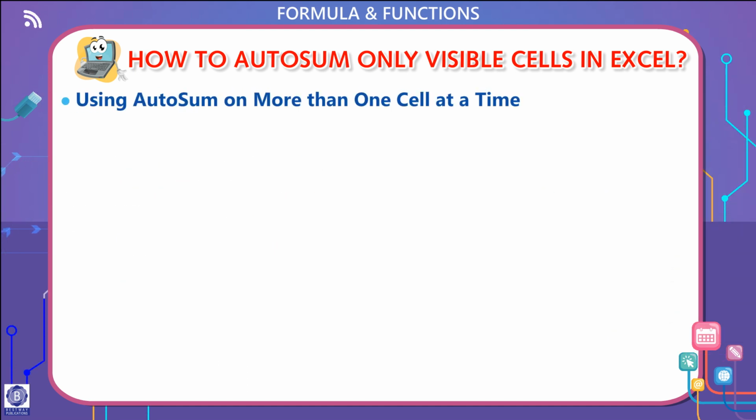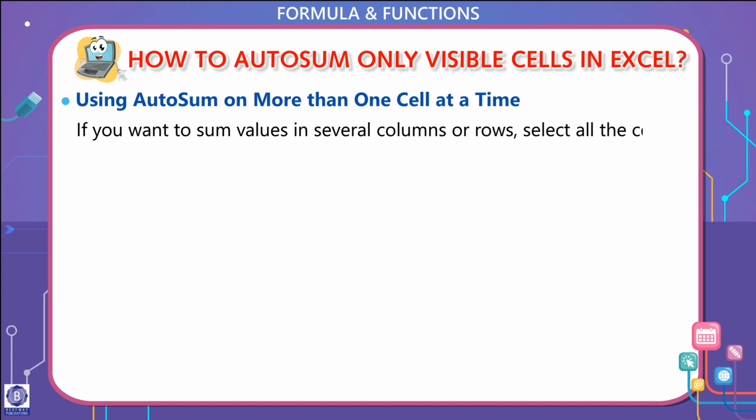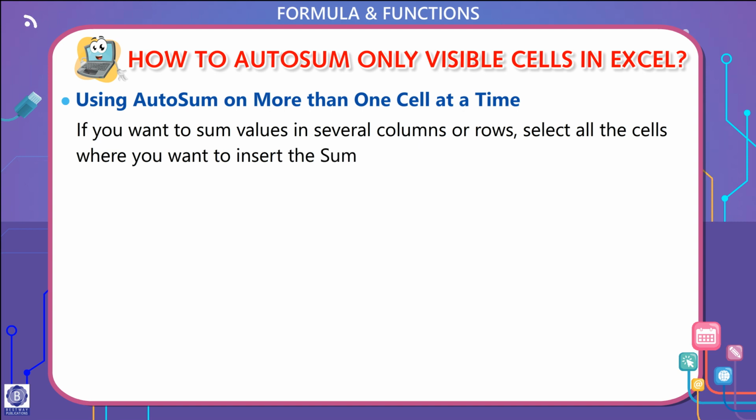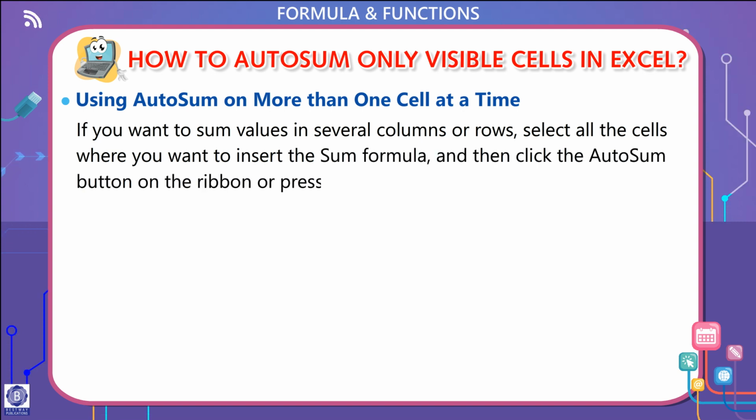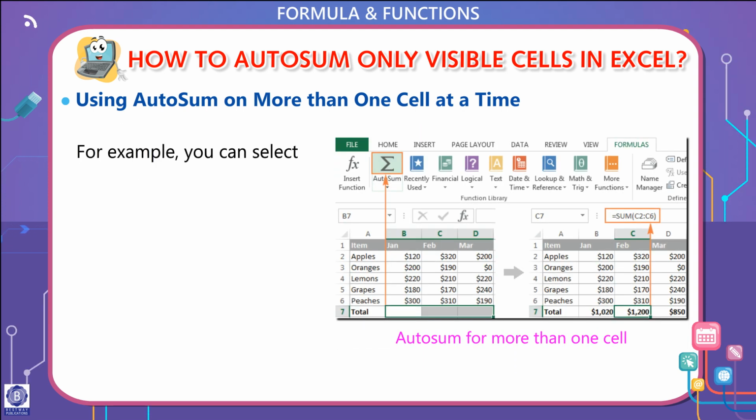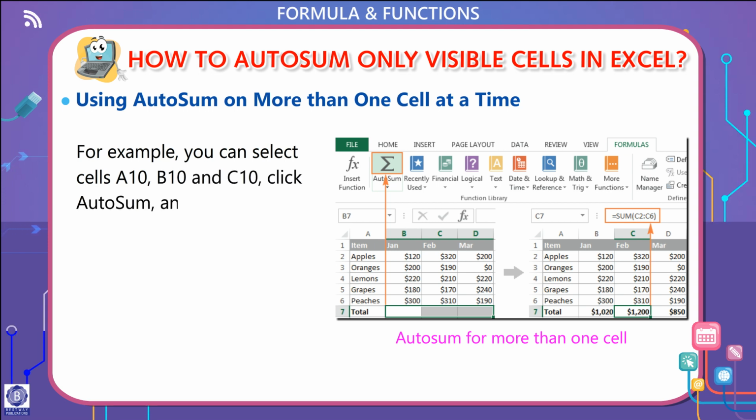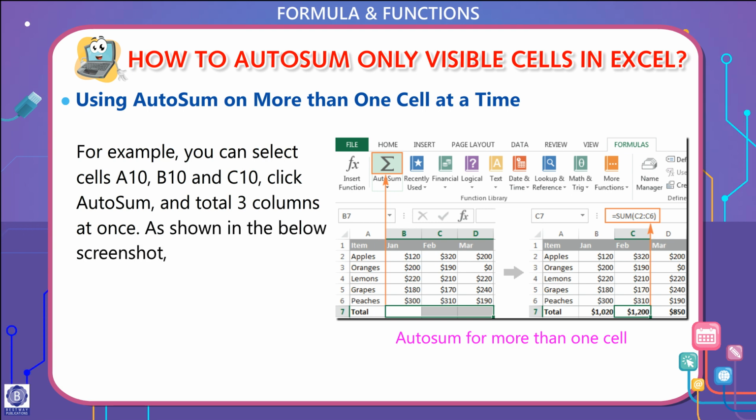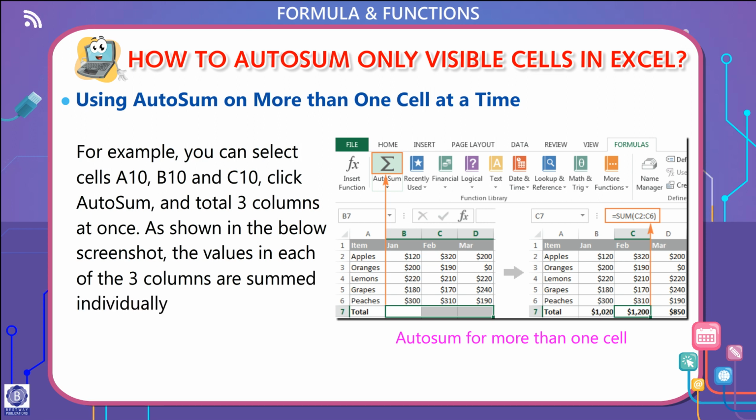Using AutoSum on more than one cell at a time. If you want to sum values in several columns or rows, select all the cells where you want to insert the sum formula and then click the AutoSum button on the ribbon or press the Excel Sum shortcut. For example, you can select cells A10, B10 and C10, click AutoSum and total 3 columns at once. As shown in the below screenshot, the values in each of the 3 columns are summed individually.